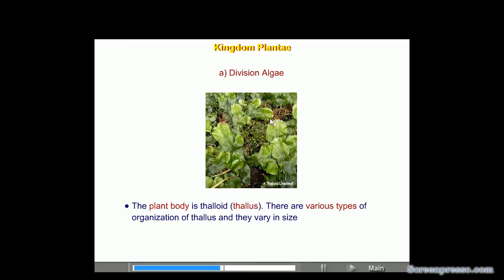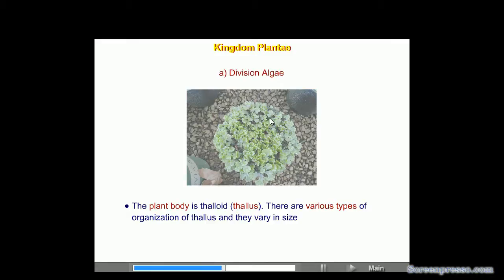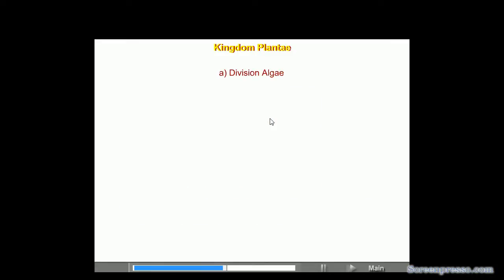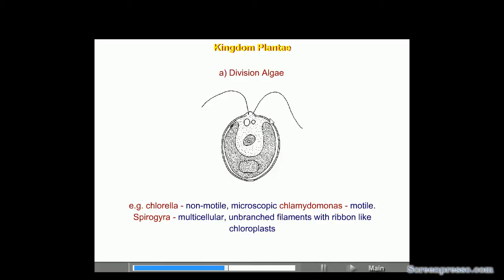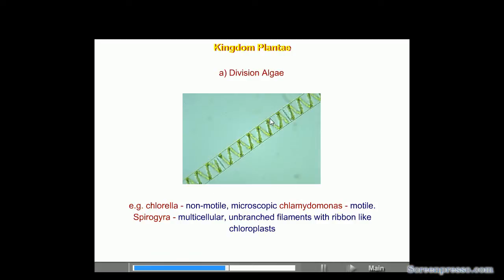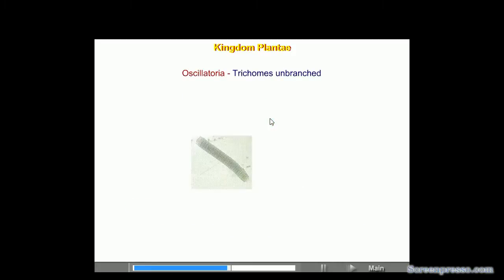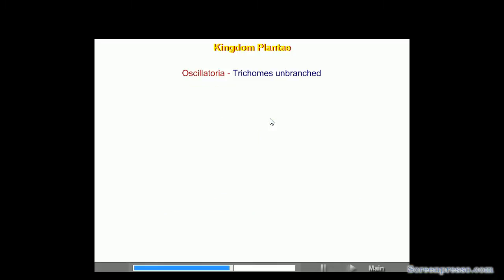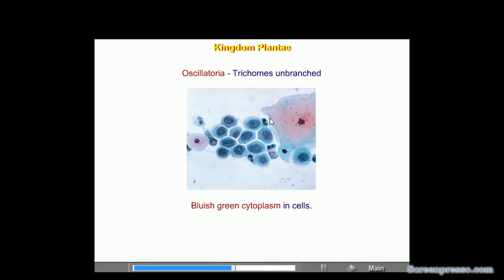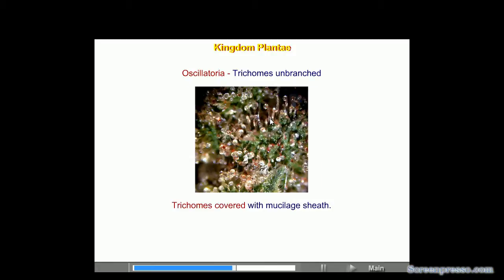The plant body is thalloid, that is thallus. There are various types of organization of thallus and they vary in size. Example, Chlorella, non-motile, microscopic. Chlamydomonas, motile. Spirogyra, multicellular, unbranched filaments with ribbon-like chloroplast. Oscillatoria, trichomes unbranched. The apical portion of trichome oscillates and hence the name. Terminal cell dome shape. Bluish-green cytoplasm in cells. Trichomes covered with mucilage sheath.